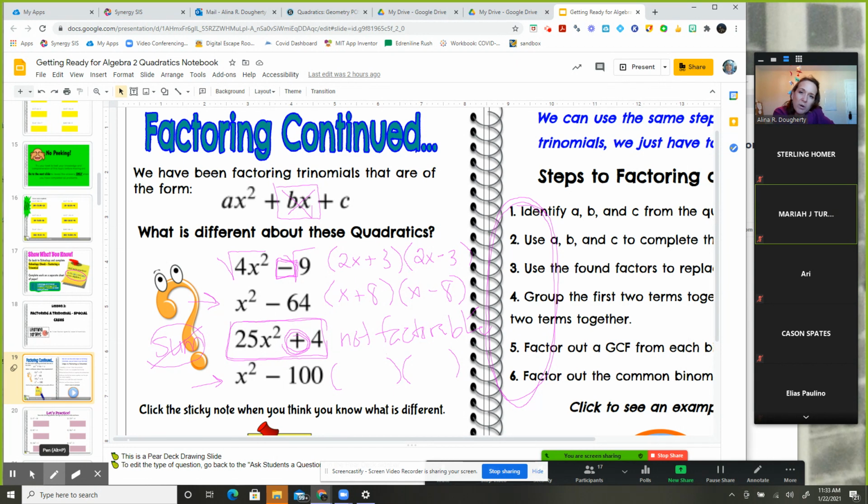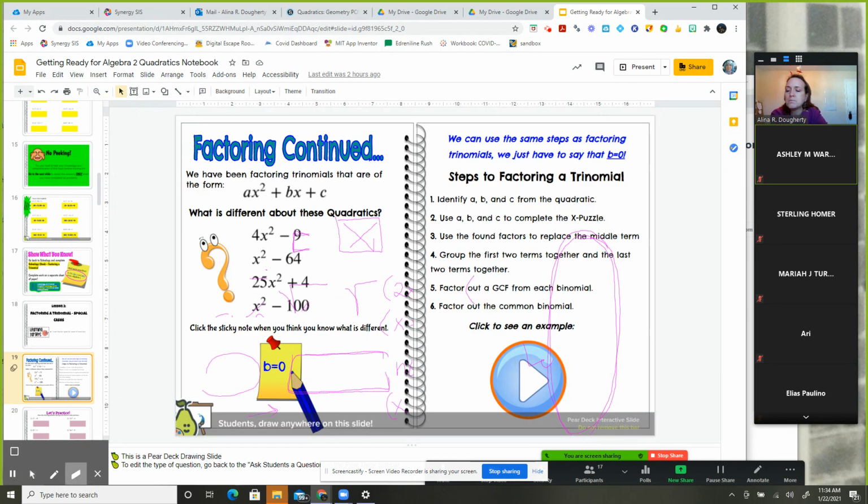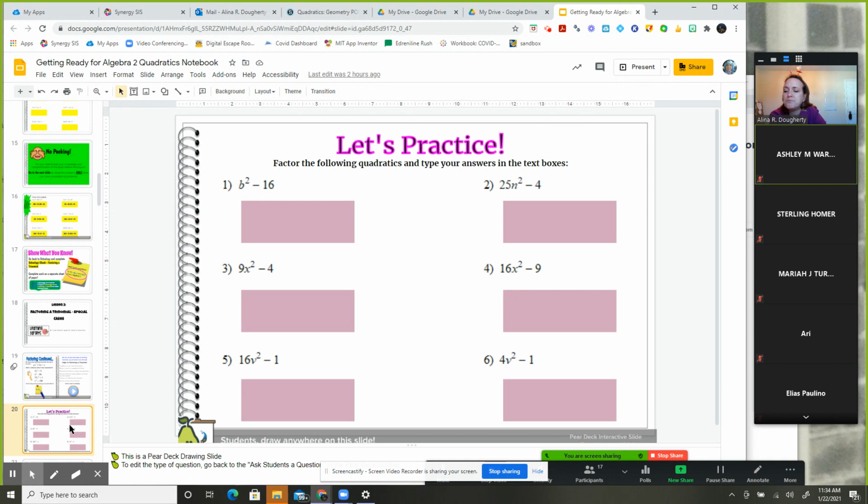So what if I factor x squared minus 100? What goes in my parentheses? Absolutely. X plus 10 and x minus 10. Okay. So for these examples, it only works if they're perfect squares, and it only works if it is a subtraction sign. Okay. So those are called special cases. So let's practice them real fast.